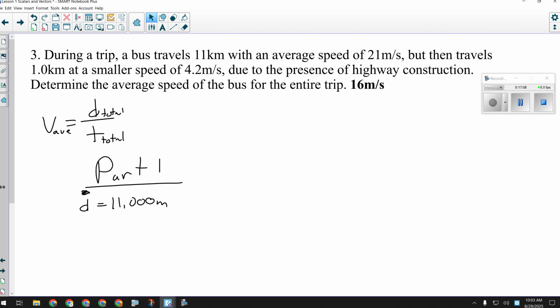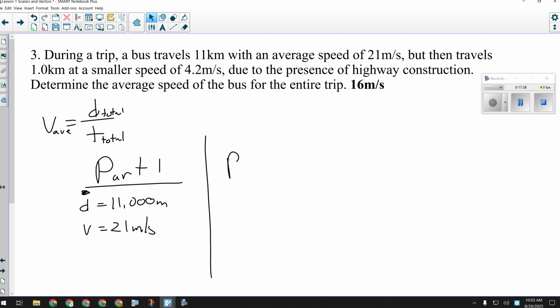What was my speed given to me in? Meters per second. My units have to match. You can't divide kilometers by meters per second. That's apples and oranges. So just kind of in my head quickly multiplying by 1,000, getting that in meters. And I know that that had an average speed of 21 meters per second.